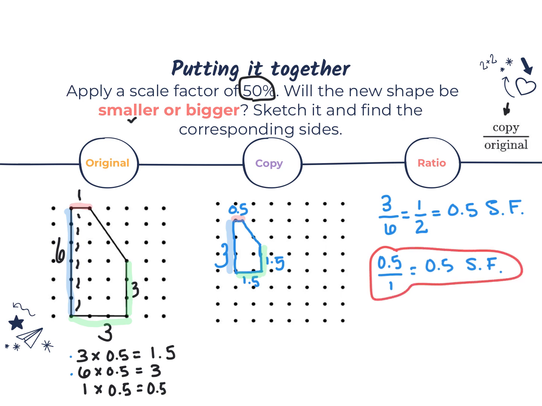So last but not least, we have 1.5 over 3. And that's going to be the one that's challenging and that you would have to use a calculator for. But when you do that, you also get 1/2 or 0.5 as your scale factor. How did we do? We did perfect.